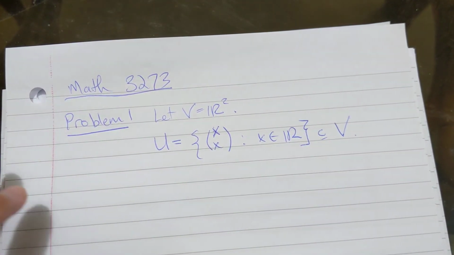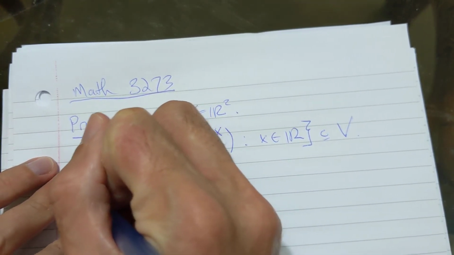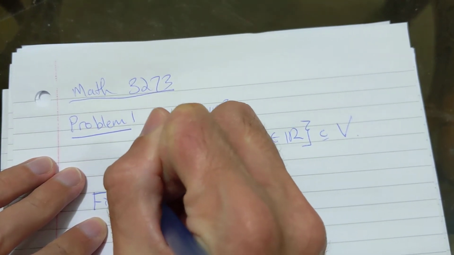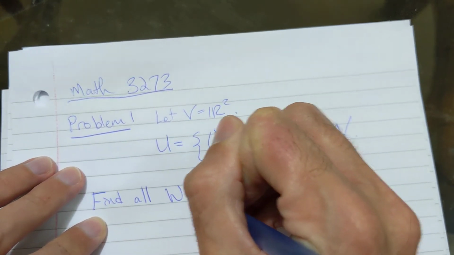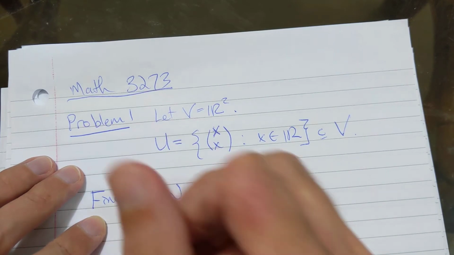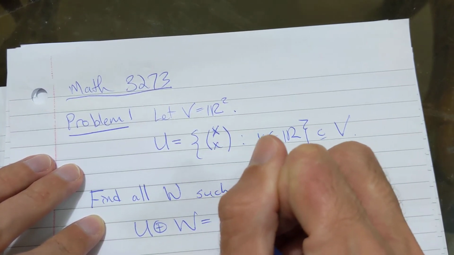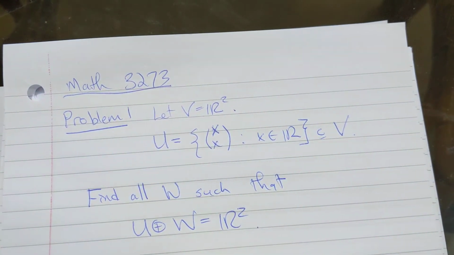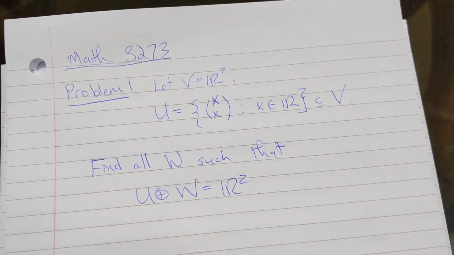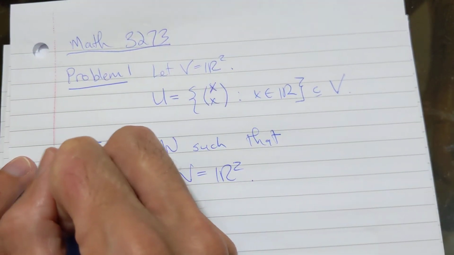And what's the question? So far I haven't written down a question. The question is: find W such that U plus W equals R2. Let's call this part A. And then part B.